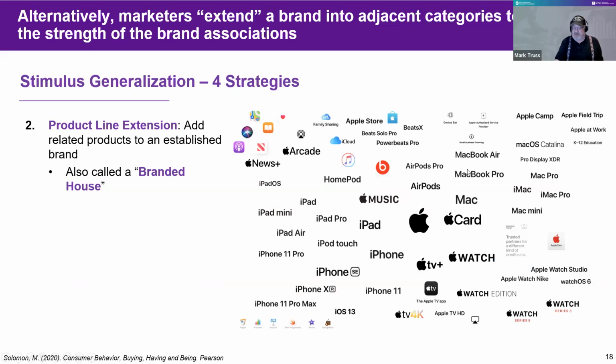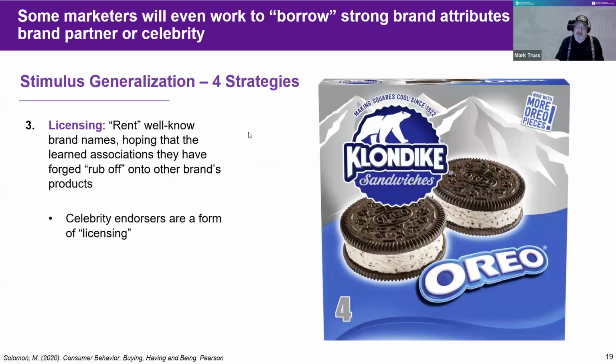Right? Here it is with Apple. They've done it with iPad, iPhone. They've also done it with Mac, MacBook, AirPods, right? So they have a few of them, but they all use this sort of branded house, leveraging the equity of the parent brand. Licensing is another way, renting well-known brand names, hoping that the learned associations they have forged rub off on the other brand products.